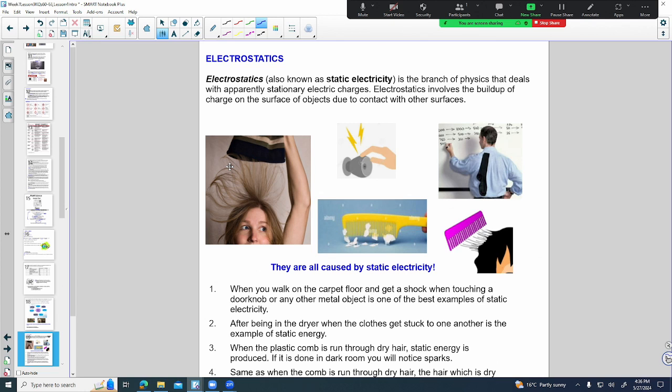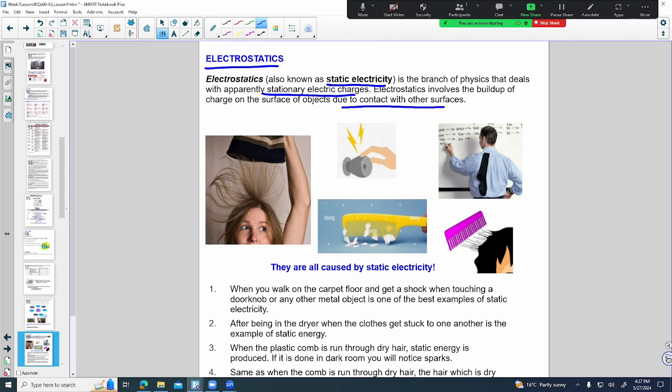Continuing with page 3, the word electrostatics. If you want to use electrostatics, or if you are more familiar with static electricity, that's fine. This is the branch of physics that deals with stationary electric charges. Stationary means it's not moving. So electrostatics involves the buildup of charge on the surface of objects due to contact with other surfaces.